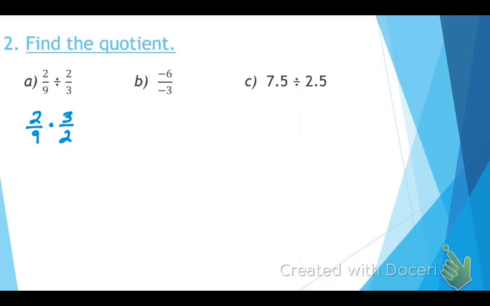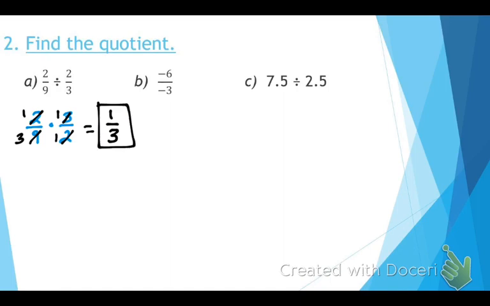Next up, Holly. Is there anything I can cross reduce? Yes. What should I do? The 2s become 1s. Good job. And then the 3 goes in the 9 3 times. Good job. And then the 3 becomes a 1. Very good. And when you multiply that, what do you get? 1 over 3. The correct answer is 1/3.